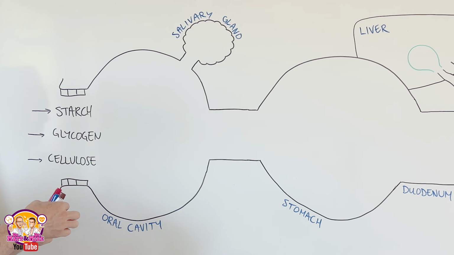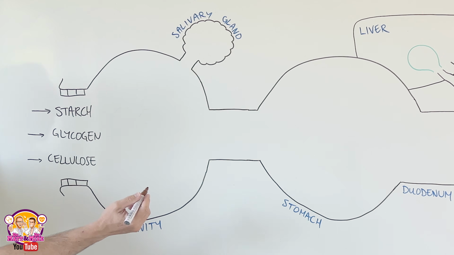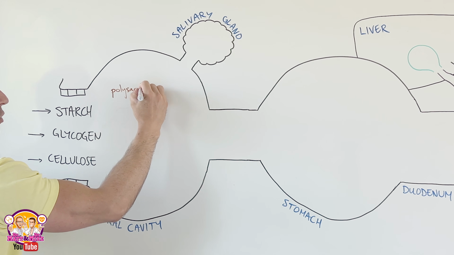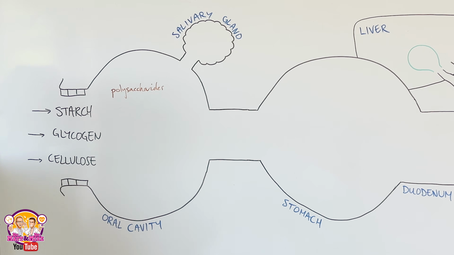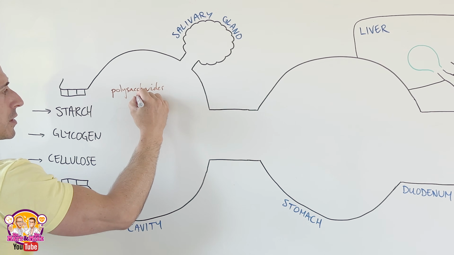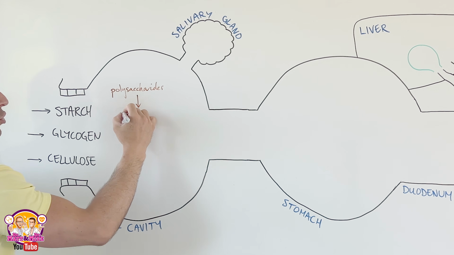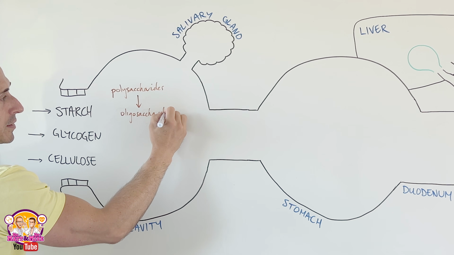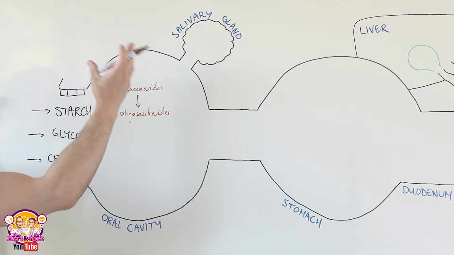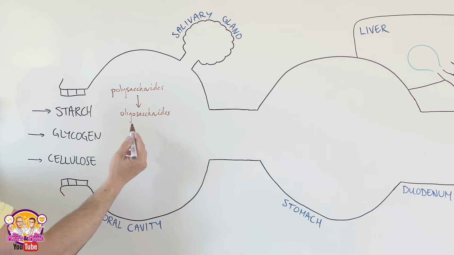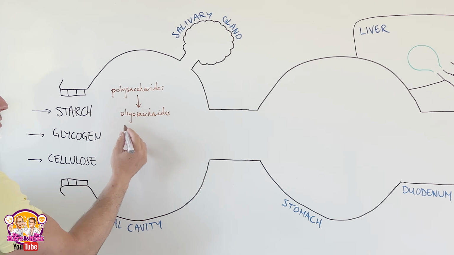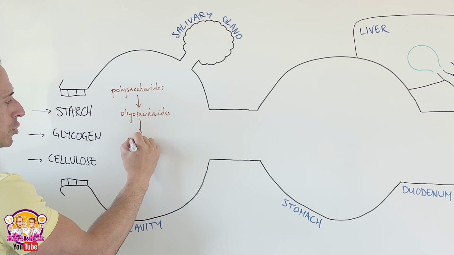Now, importantly, you need to understand that when we look at carbohydrates, the term that we use is polysaccharides, and that means many sugars. Polysaccharides tend to get broken down into oligosaccharides. So polysaccharides is a very long chain, it's many. Oligosaccharides means two or more, but they're not as long as the polysaccharides. And then we need to break that down into what we call our monosaccharides.